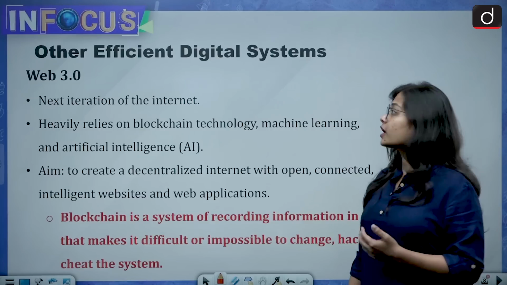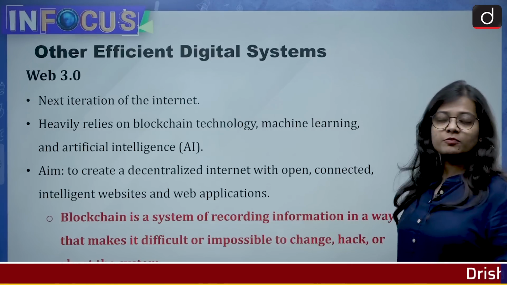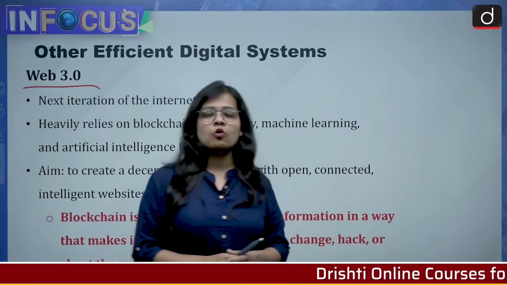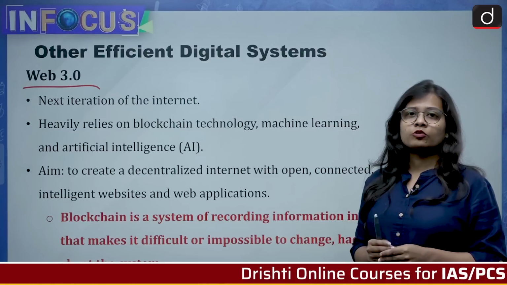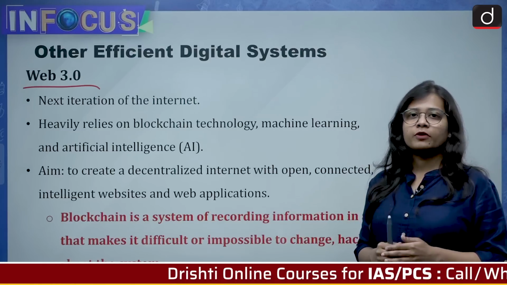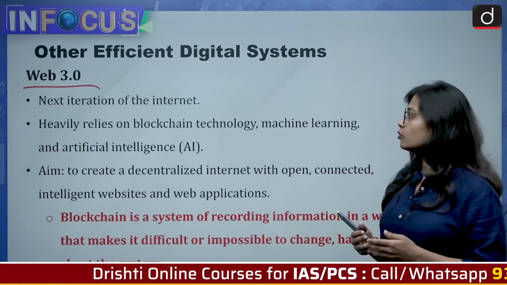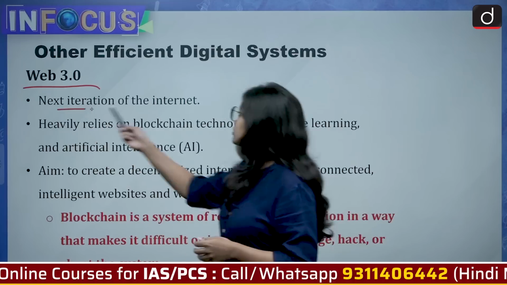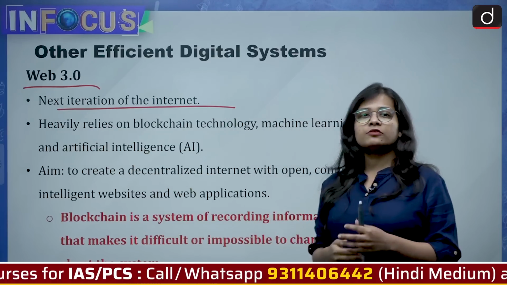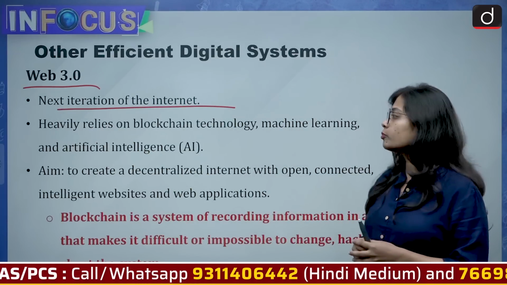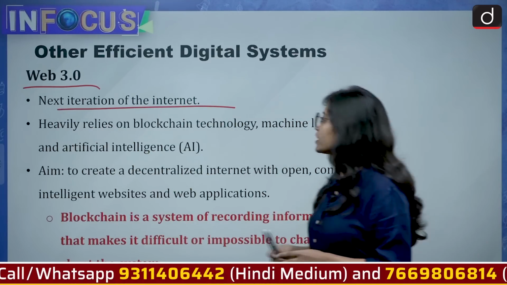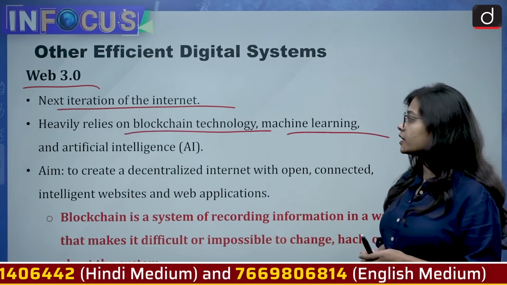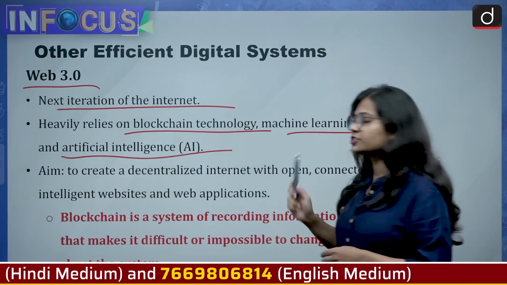Then comes the question: what are the other efficient digital systems that are present? Nowadays it is Web 3.0. Before Web 3.0 there was Web 1.0 and Web 2.0. Now what is Web 3.0? It is the next iteration of the internet on the lines of Web 1.0 and 2.0, and it heavily relies on blockchain technology, machine learning, and artificial intelligence.